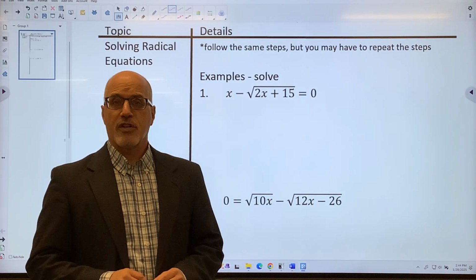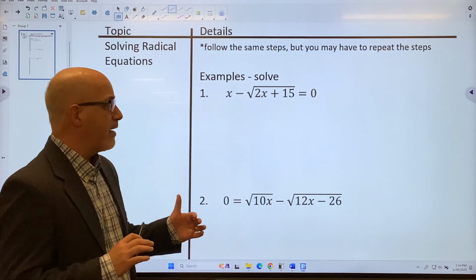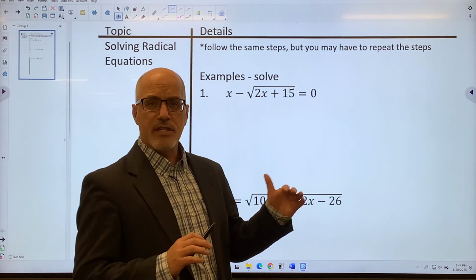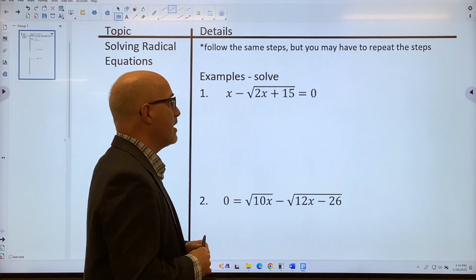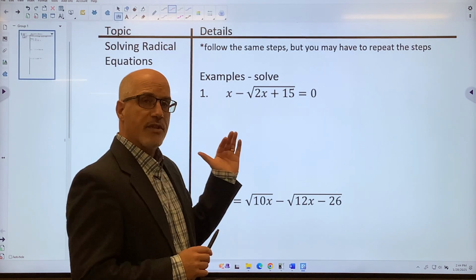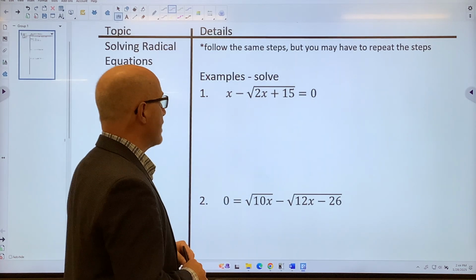Our objective is to solve radical equations. These will have some advanced forms where you have to do some extra techniques, sometimes repeating steps in order to get to your final result. But most of the time you just follow the same steps. You just might have to add some extra steps in the process.